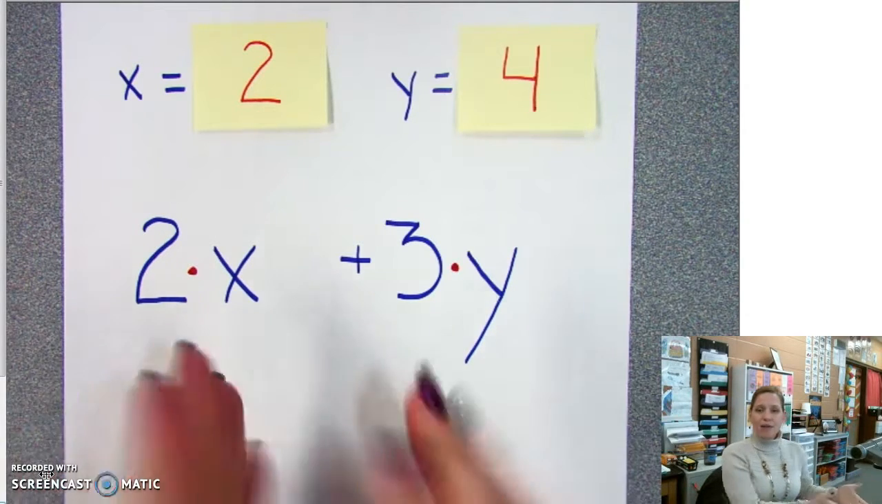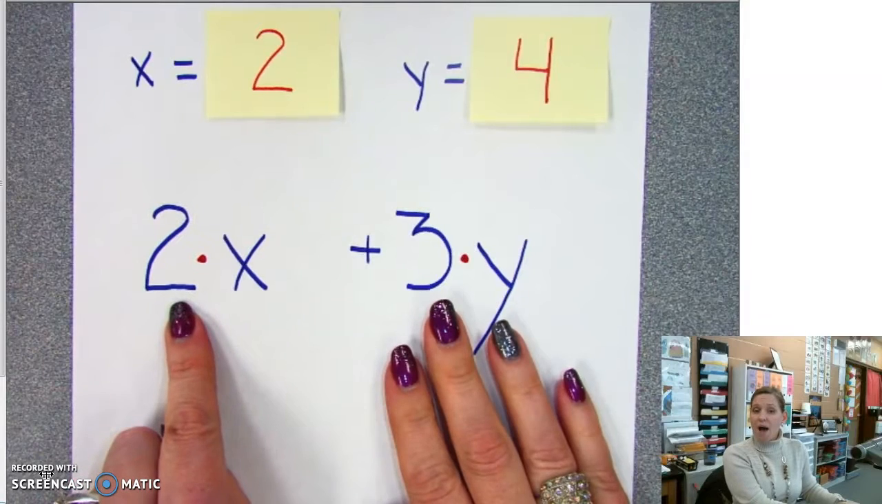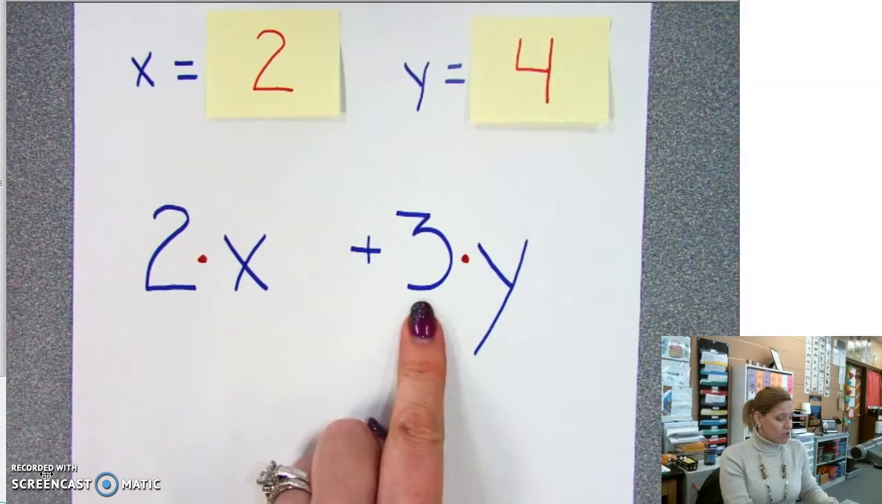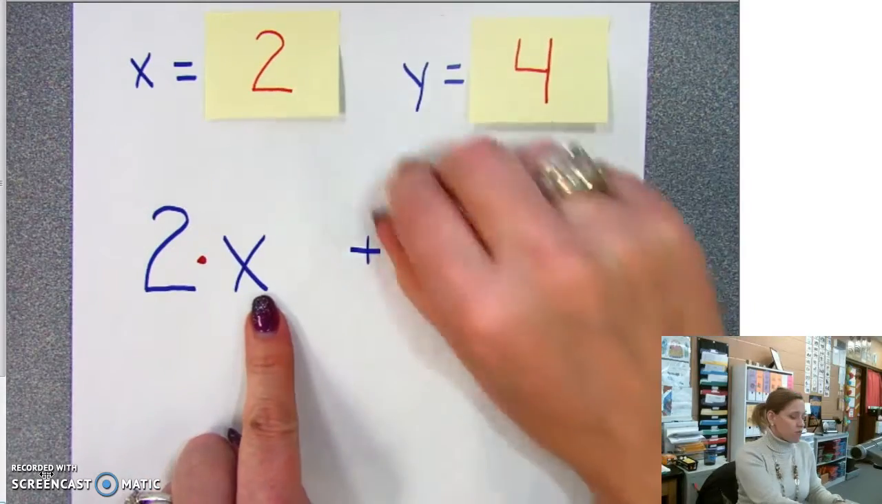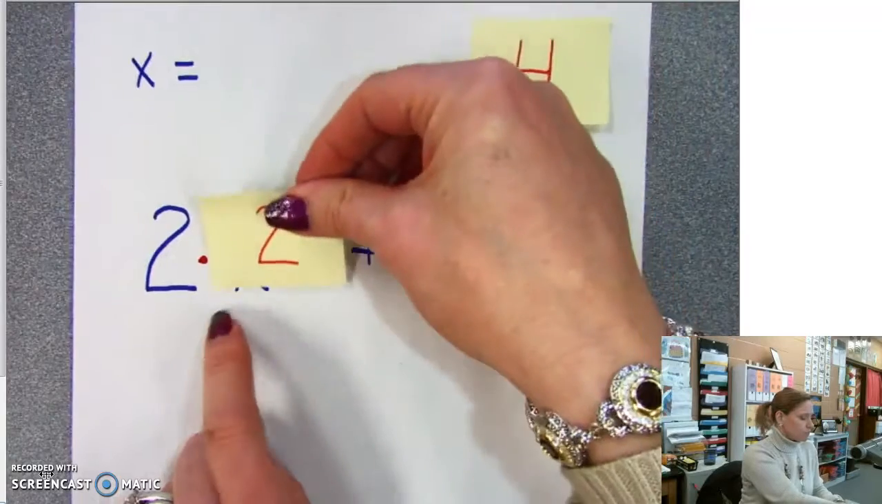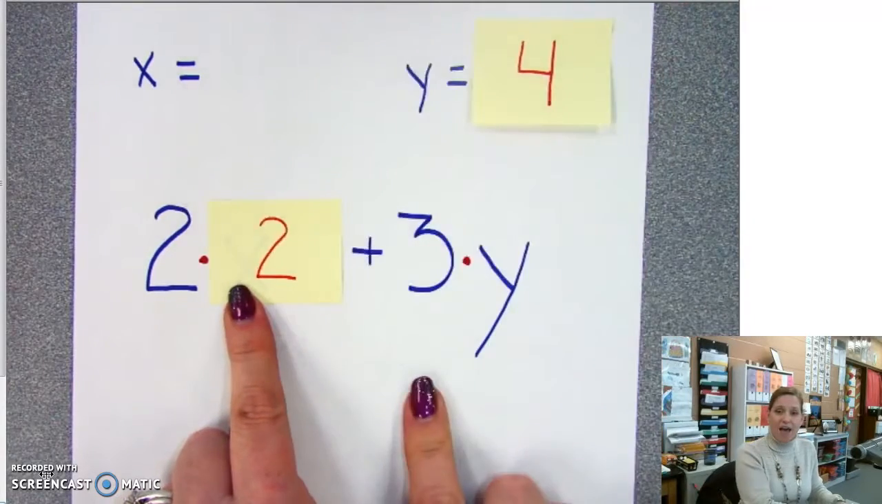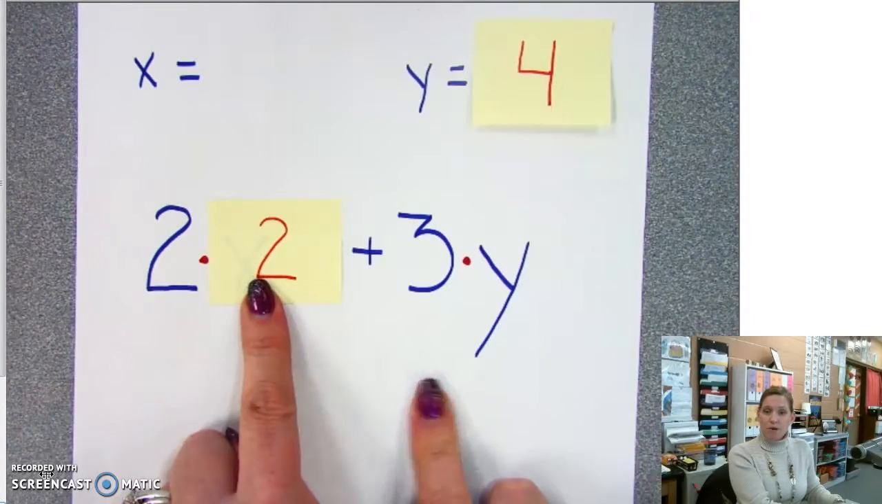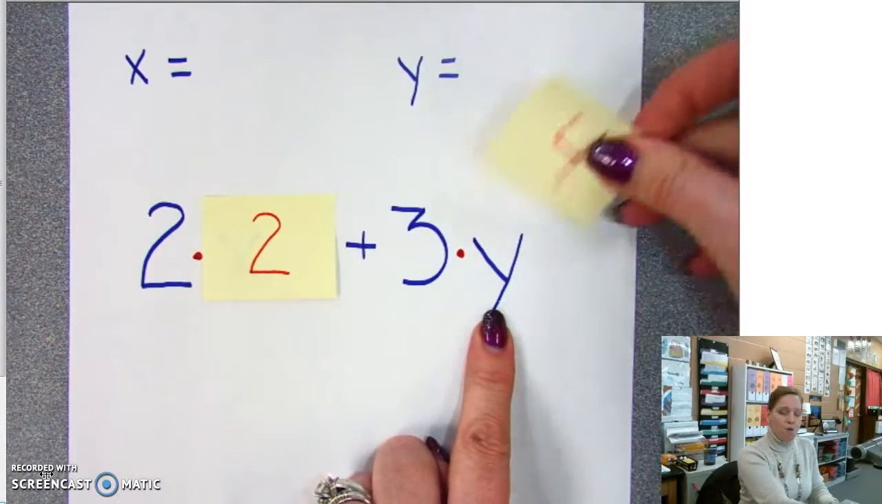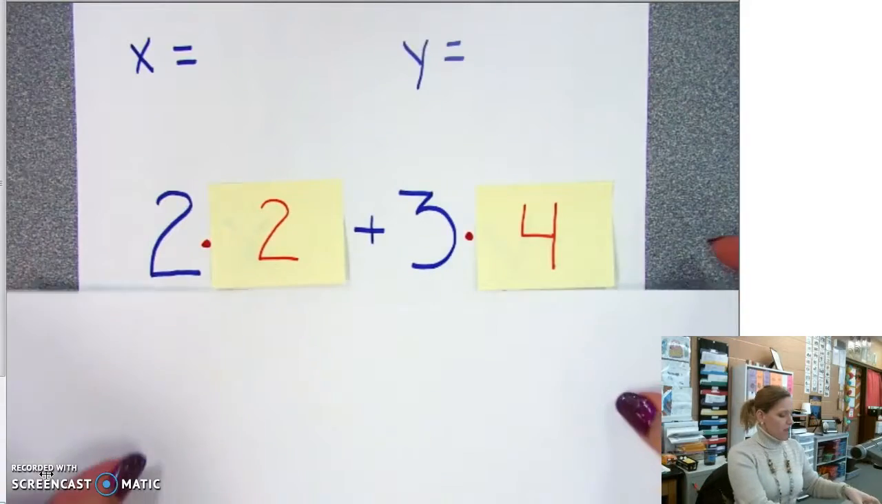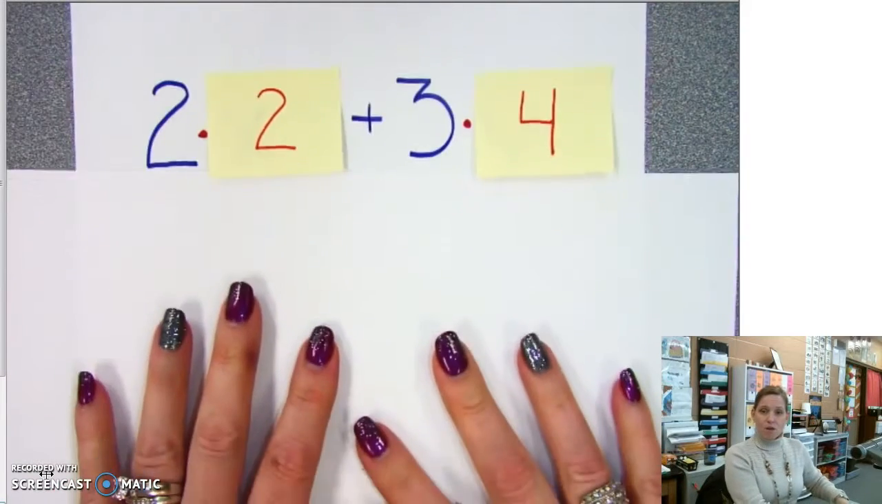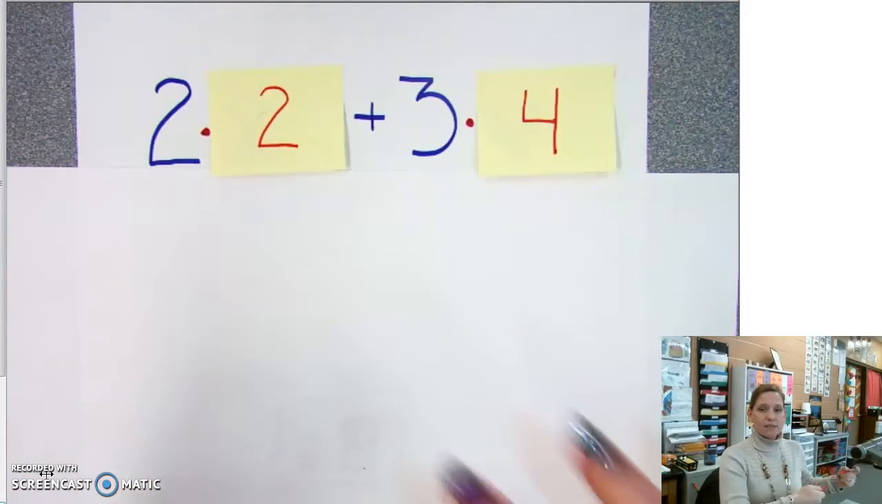So what's going to happen in this new problem? Did the cost of the popcorn change? No. Did the cost of our drinks change? No. But what changed was what we're ordering. So we're going to put our 2 in place of the X, 2 bags of popcorn. And we are ordering 4 drinks in place of our Y. And there's our new problem that we can solve using the exact same format.